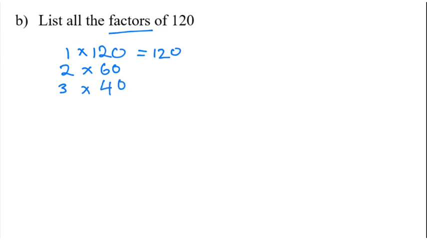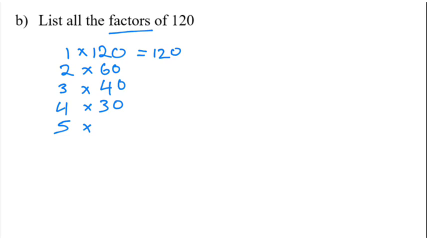For part B, list all the factors of 120. Factors is when we break that number down. So I start with 1 times 120, and now I'm thinking, can I do 2 times something to get 120? So 2 times 60 is 120. Then can I do 3 times anything? 3 times 40. Then 4, can I do 4 times anything? 4 times 30. What about 5? Can I do 5 times anything?